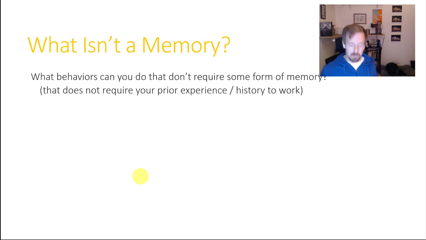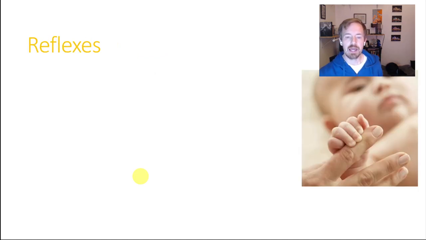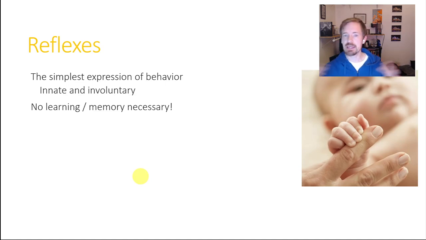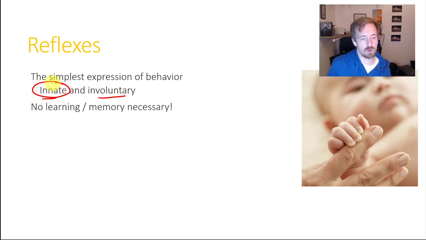But I think memory encompasses so much of our behavior, it's worth thinking about what behaviors don't require some memory. One that came to my mind was a reflex. A reflex is an innate and involuntary kind of behavior that we have. The key words here are innate and involuntary. Let's think about what that means. Innate means that we don't need to learn it. There's no learning necessary, we're born equipped with these reflexes. And it's also involuntary, meaning that you do it whether you like it or not.